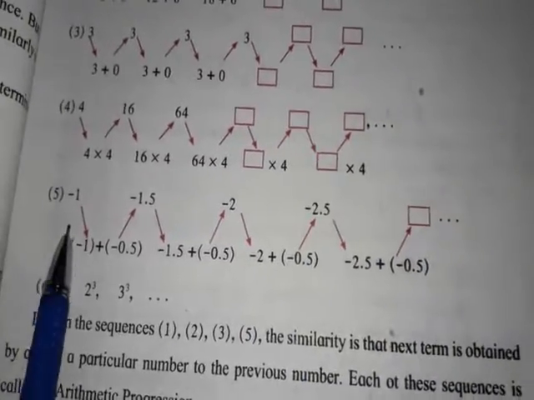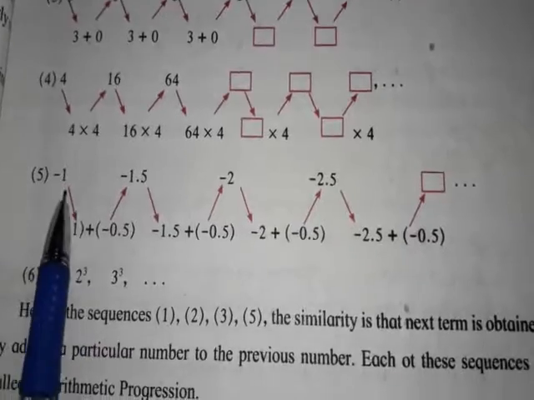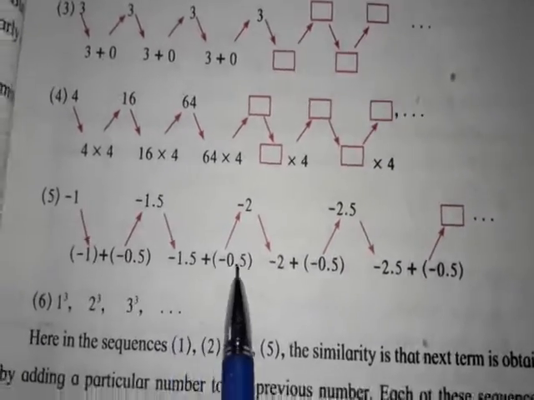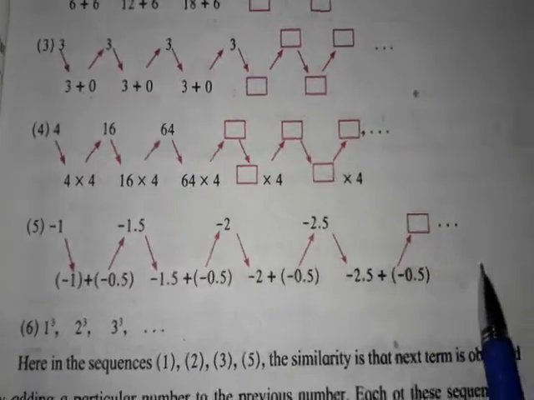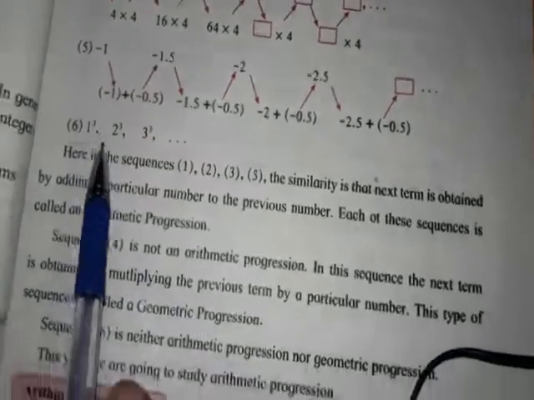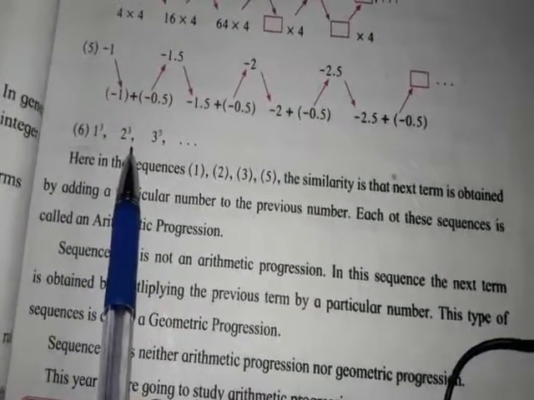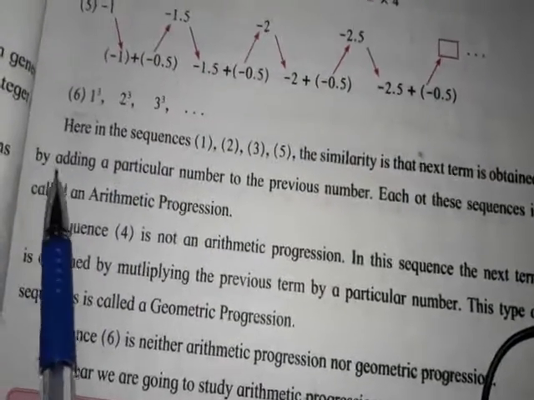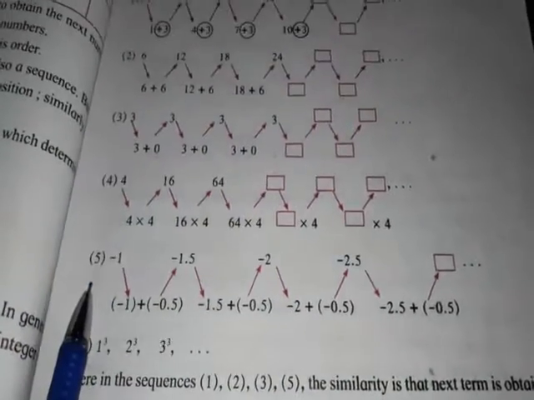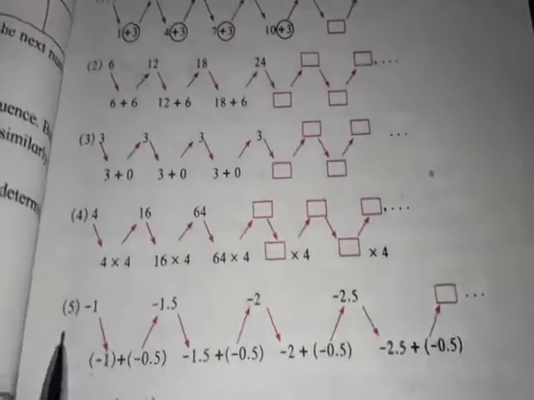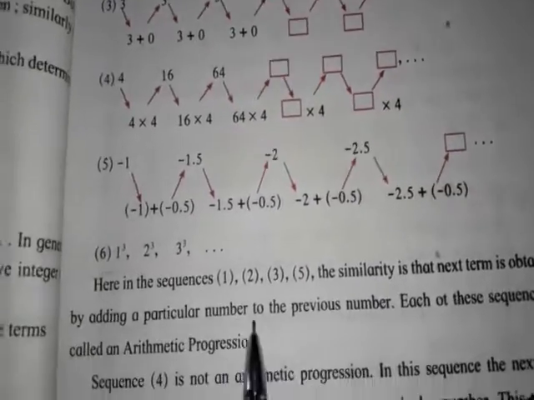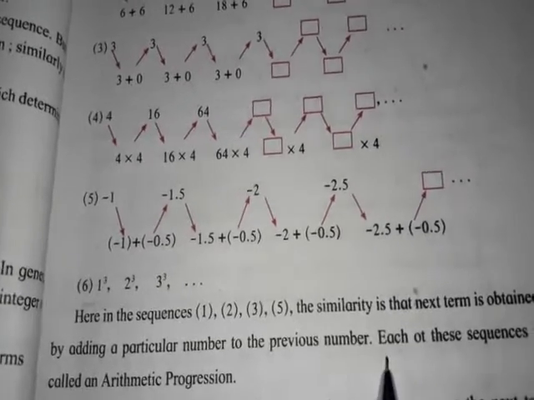Same way in the fifth example, you have to multiply the first term by 0.5. In the second also the first term by 0.5. This sequence is the same. And in sixth example, see how it is given. It is 1 cube, 2 cube and 3 cube. Here in this 1, 2, 3 and 5. The similarity is that the next term is obtained by adding a particular number to the previous number.